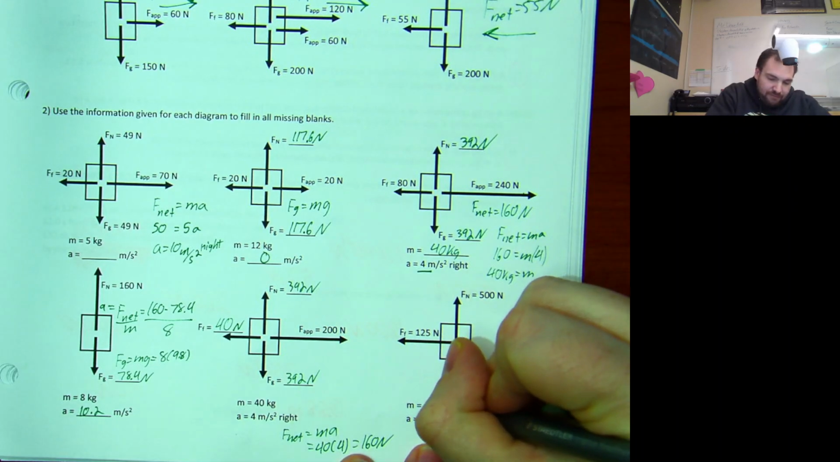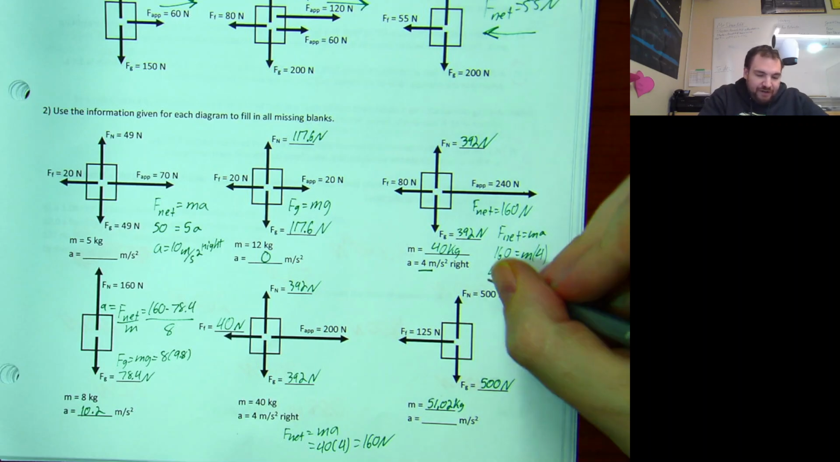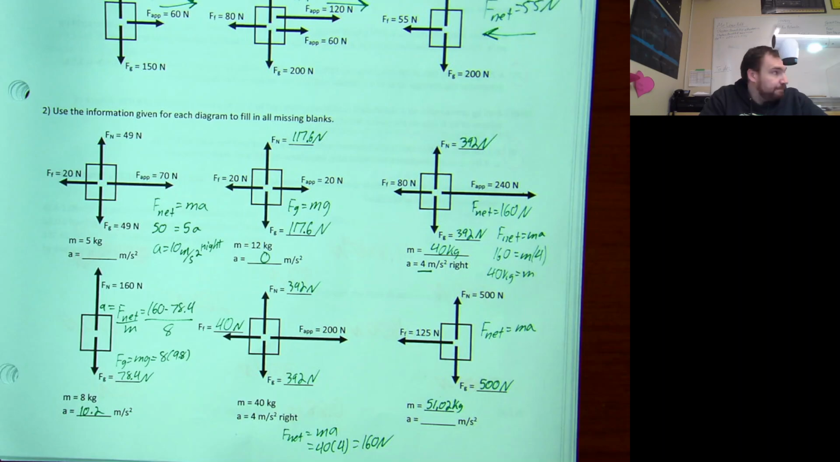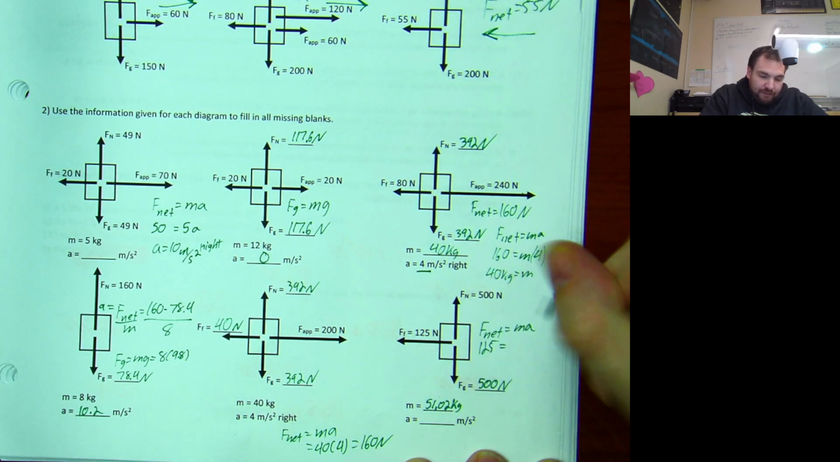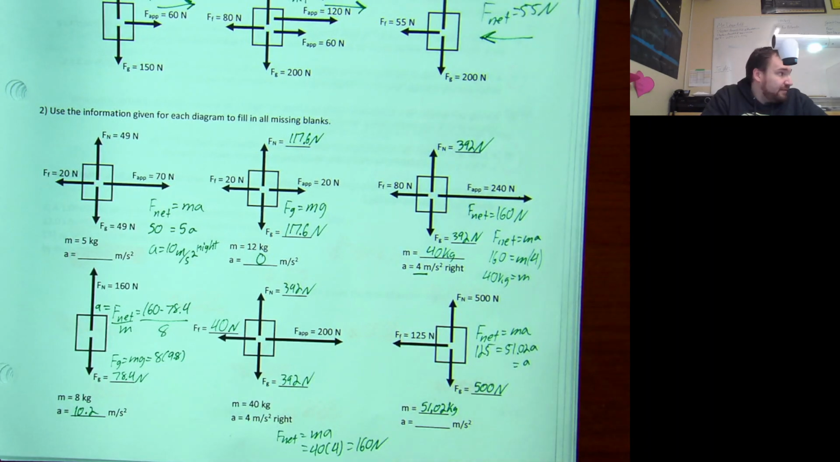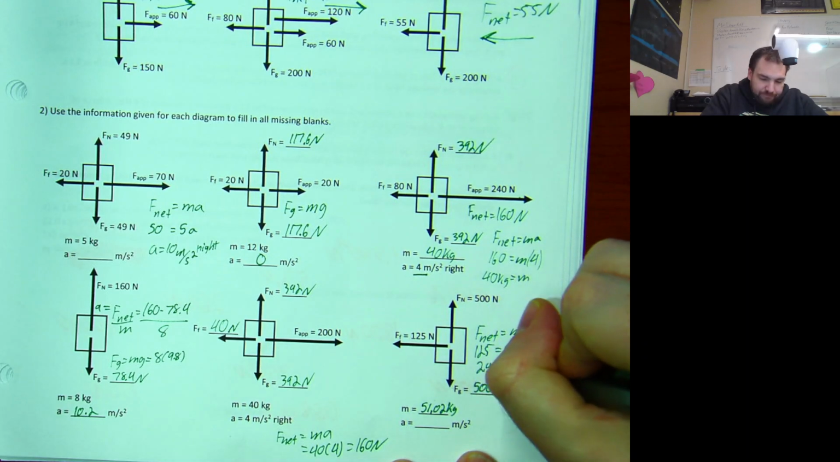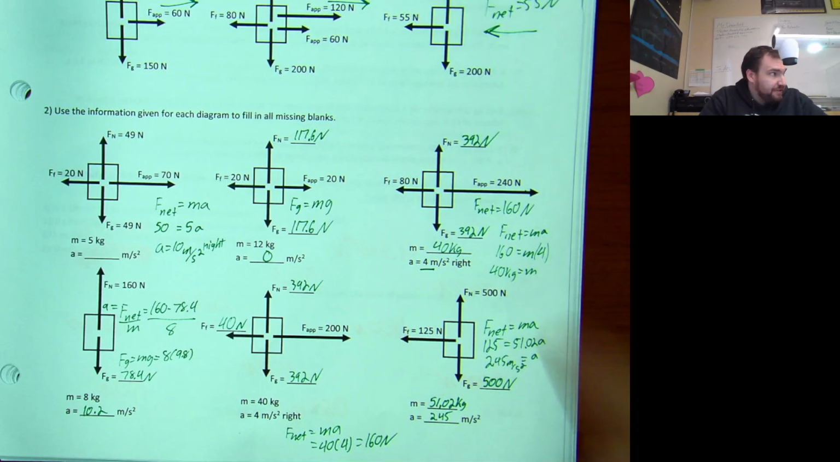Okay. 51.02 kilograms. So then we've got the acceleration. Fnet equals ma. What's the Fnet? 125 equals our mass, 51.02 times a. So my acceleration is what? 2.45? Can someone verify? Okay. Love it. Questions, comments, concerns, any piece of this?